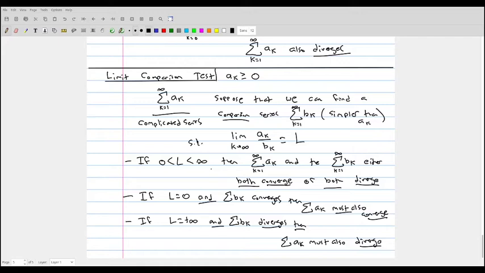So these are two of the main tests that we can use for proving and showing convergence of positive series of numbers. The last test that we have is called the integral test. And this is the final test that we'll look at for positive series.